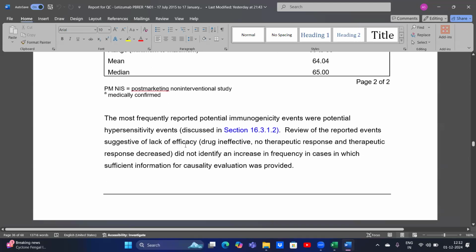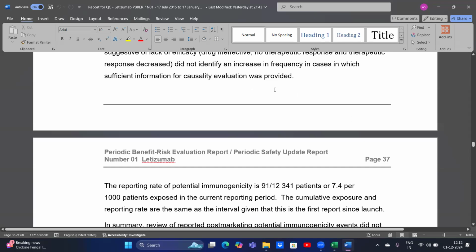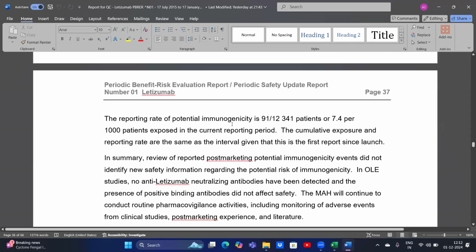So review of the report suggested a lack of efficacy; the drug did not identify any increase in frequency in cases in which sufficient information for causality evaluation was provided. Simple reporting rate of potential immunogenicity. They have provided a reporting rate, which means they consider some standard, like reporting rate per 1,000 patients. Here they have considered 1,000 patients. So 91 of the 12,341 patients who were exposed. Out of that, they have got 91 cases that we were discussing for frequency in the initial call.